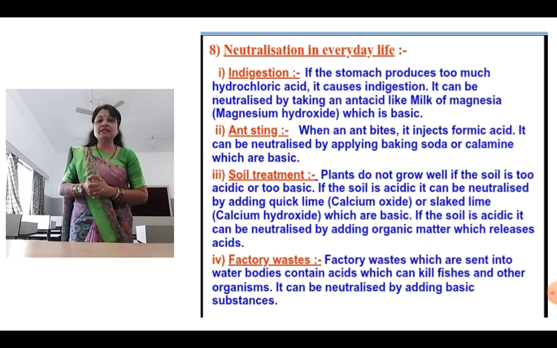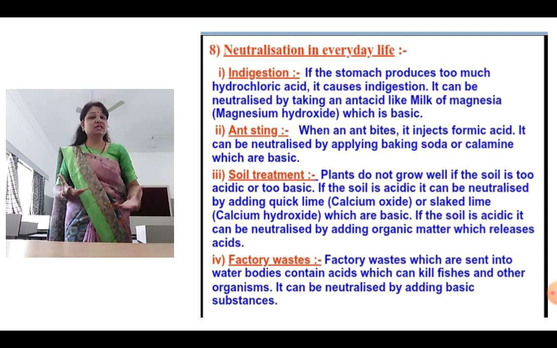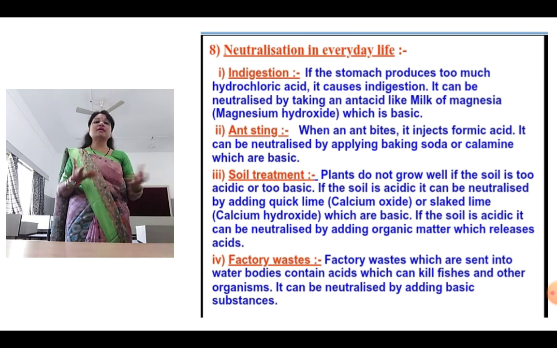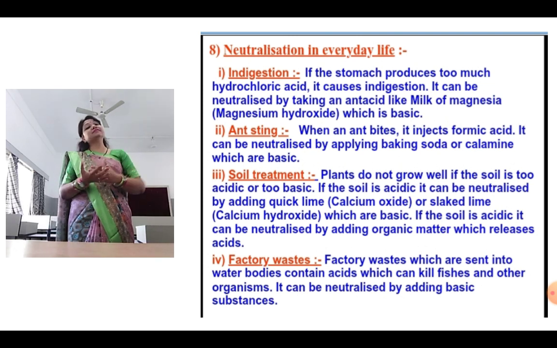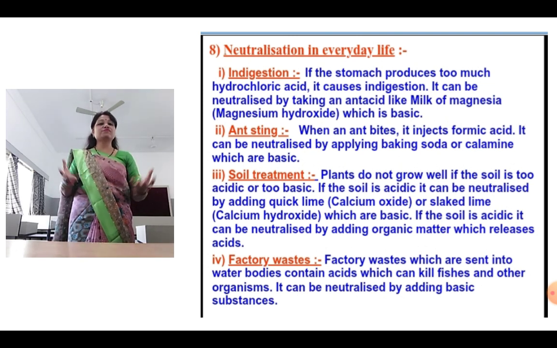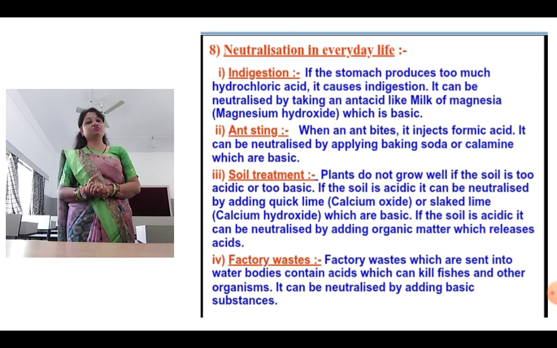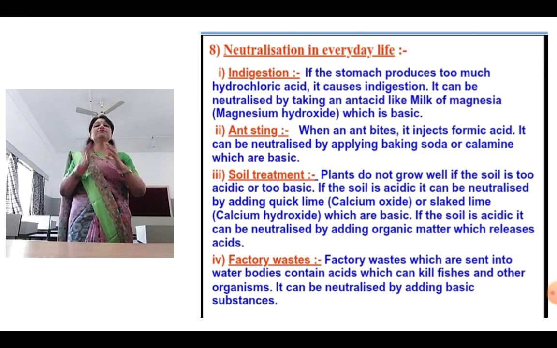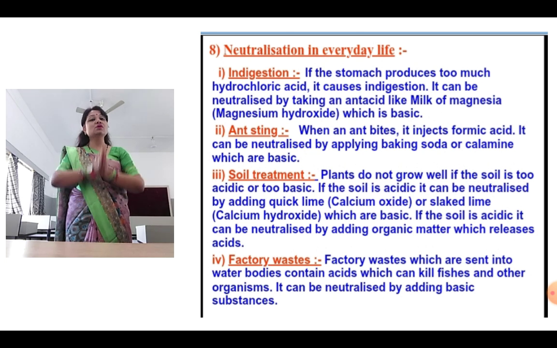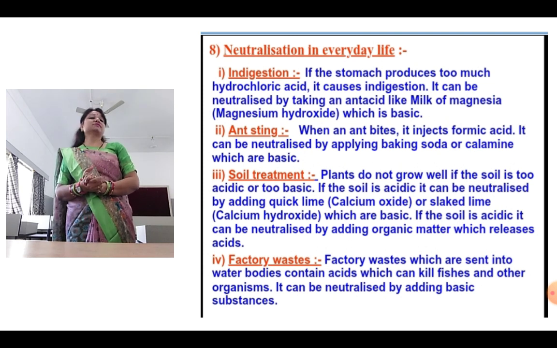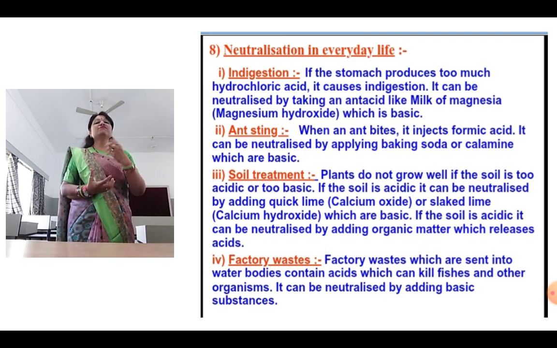Next example is soil treatment. Plants do not grow well if the soil is too acidic or too basic. Now how do they become too acidic or too basic? Yes, by the use of fertilizers or pesticides, right? If the soil is acidic, it can be neutralized by adding quicklime, that is calcium oxide, or slaked lime, that is calcium hydroxide, which are basic. So when acidic soil is treated with base, a neutralization reaction occurs and the soil becomes neutral. Now if the soil is basic, it can be neutralized by adding organic matter, which releases acids.